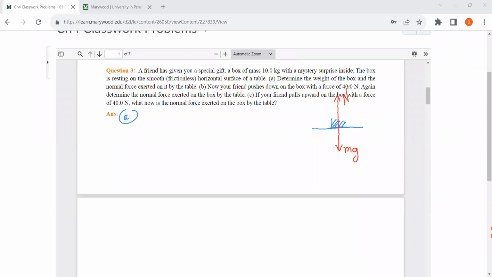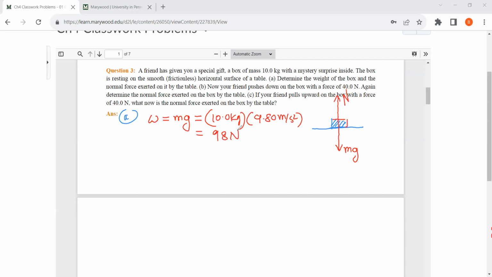Because the object is staying at rest, there is nothing else to draw here. So the gravitational force, it asks us to calculate the gravitational force. So gravitational force will be W equal to mg. M is 10 kg, and g is 9.80 meter per second square. So it will be 98 Newton.